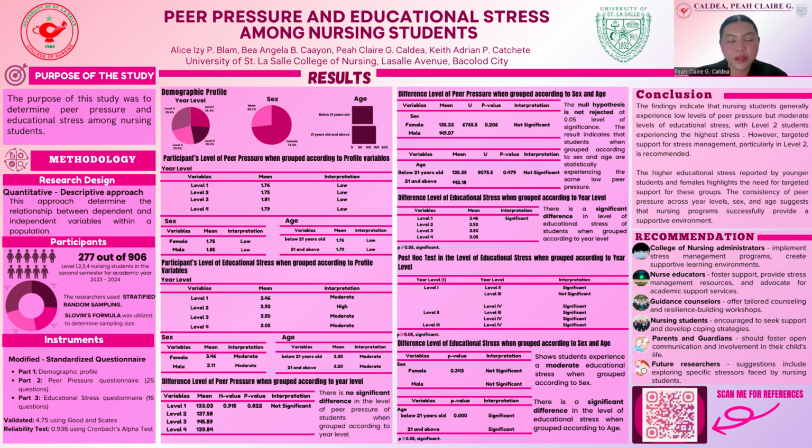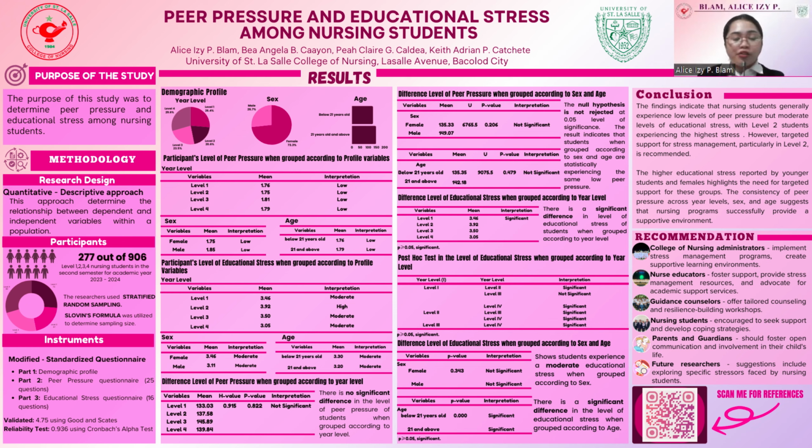For the instruments, the survey questionnaire was adopted from the Peer Pressure Questionnaire Revised and Educational Stress Scales for Adolescents with minor revisions. Part 1 is the demographic profile, part 2 is the peer pressure questionnaire, part 3 is the educational stress questionnaire. For the validity score, we have 4.75 using Good and Skates, and for the reliability test, we have 0.936 using Cronbach alpha test.